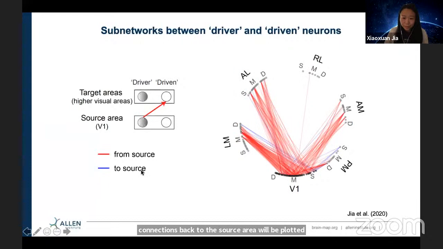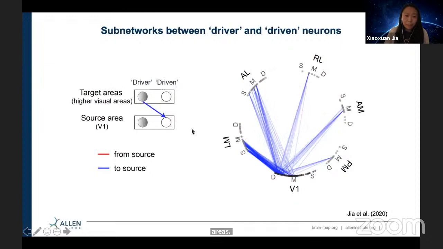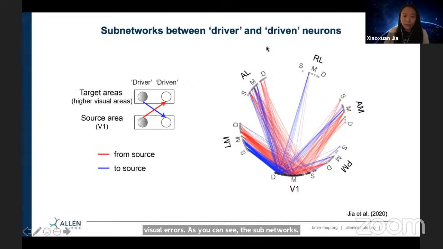Here I'm showing the subnetwork between driver neurons in the source area V1 to driven neurons in target areas. And here is the subnetwork between driven neurons in source area V1 and the driver neurons in other higher visual areas. As you can see, the subnetworks composed of driver-driven neurons separated the input and output to the source area. Another thing you may notice is that this separation has layer dependency.